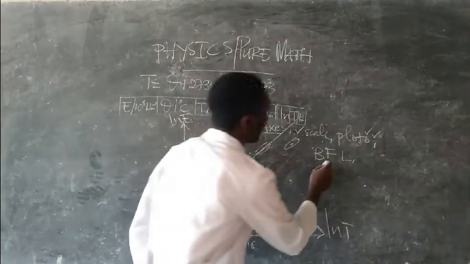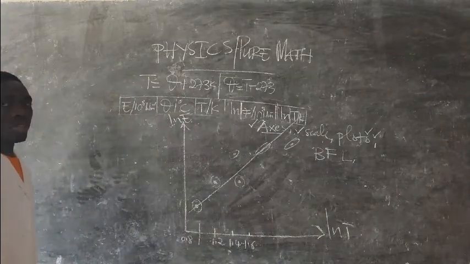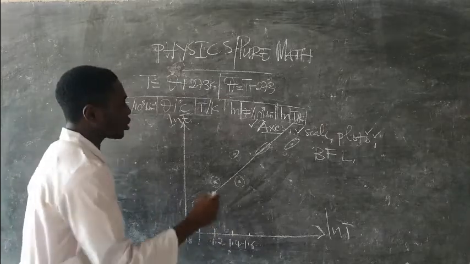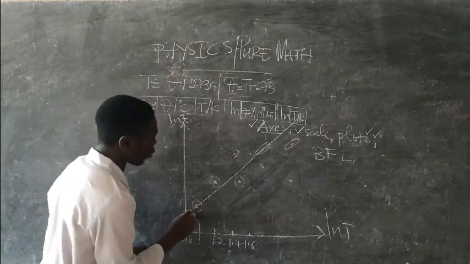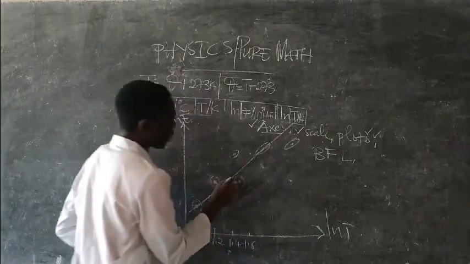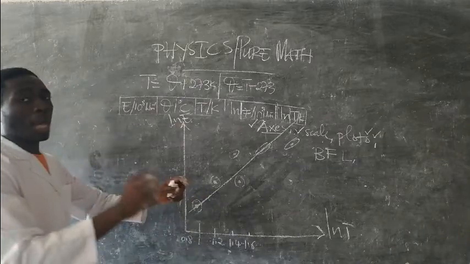Now, it's not just about drawing the best fit line. It's also about the quality of the line. You should use a sharp pencil and a ruler. Don't try to draw with a short ruler. Maybe you end somewhere, then you use your ruler again, and there will be some discontinuity. So you should use a long ruler and a sharp pencil.